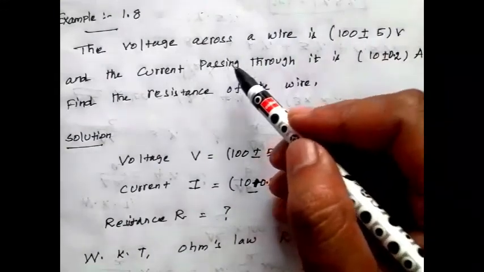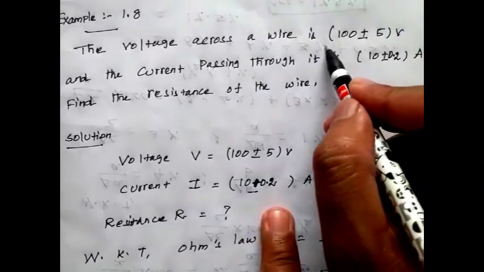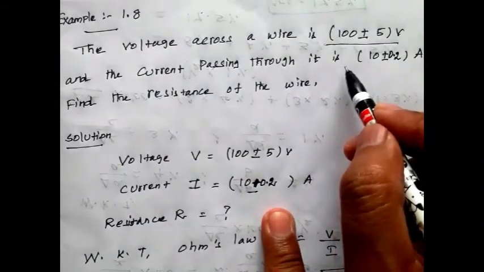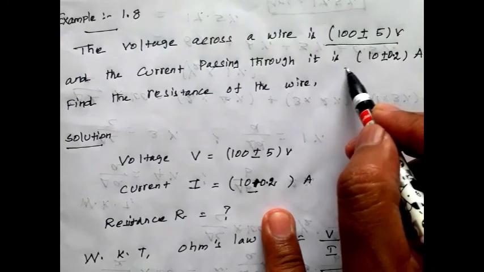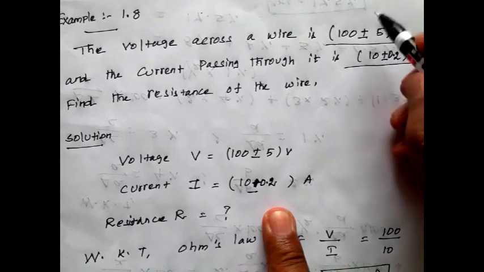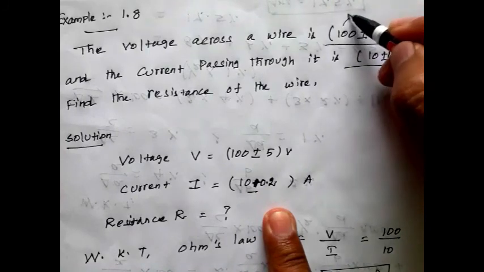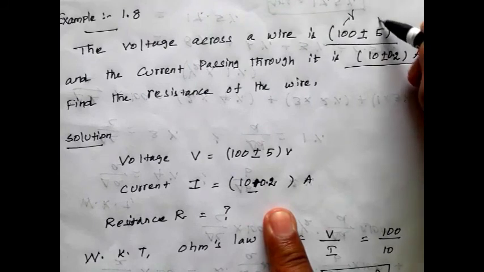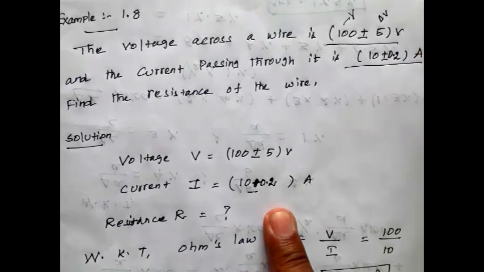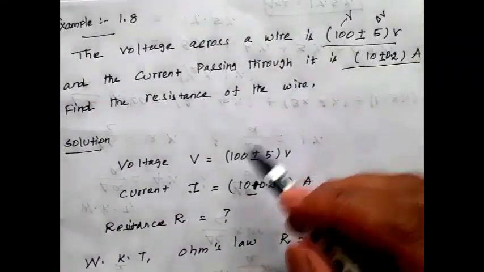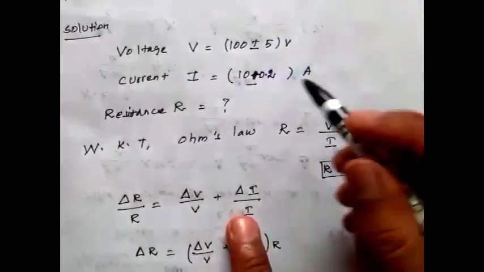Here the given data is voltage with the error, and another data given is current. It's also given with error limit. This is the voltage value. What is 5? It is the del V. What is del V? It is an absolute error value. Okay, so see the solution of this problem.